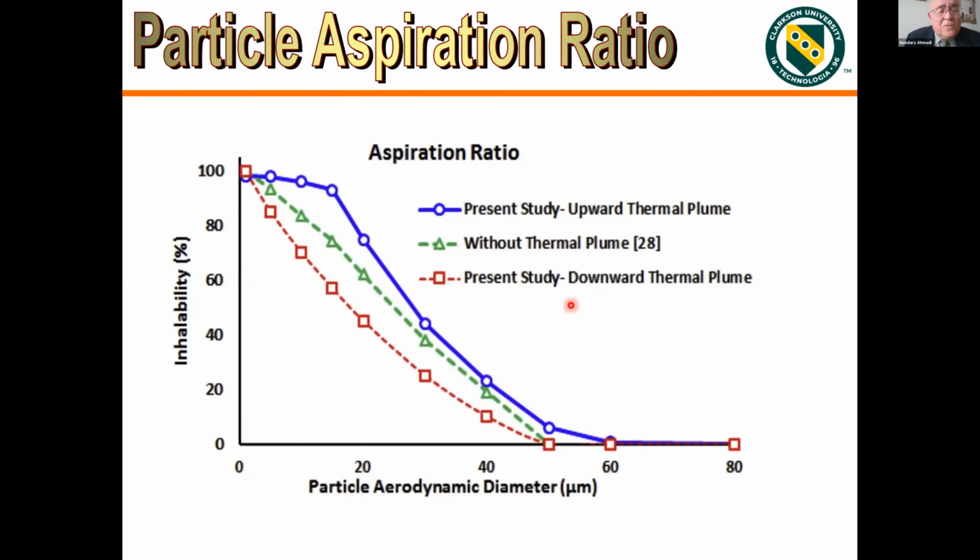Because of the thermal plume, there's actually a flow generated near the body that attracts and moves the particles or flow toward the breathing zone, and that will actually increase the aspiration. The blue one is from a paper published by us a couple of years ago. It basically increases up to about 20 micron. You actually inhale more. But bigger particles are not as much affected.